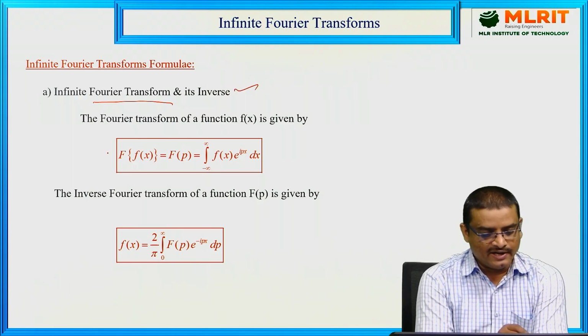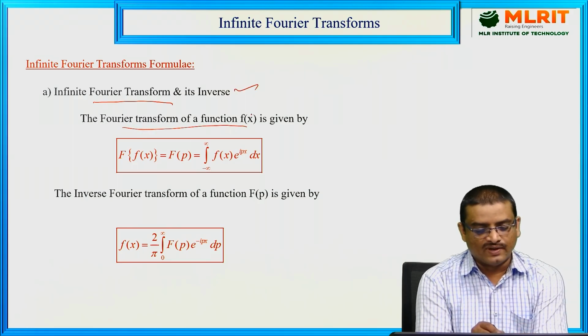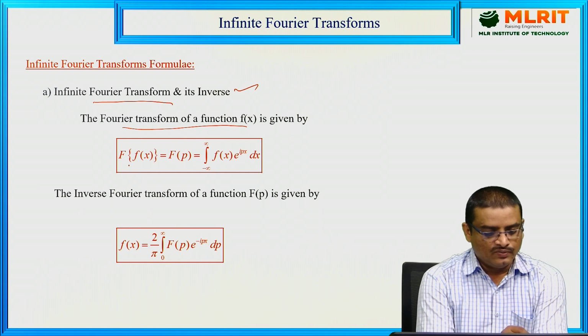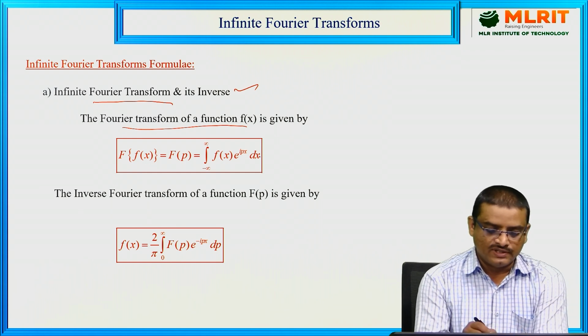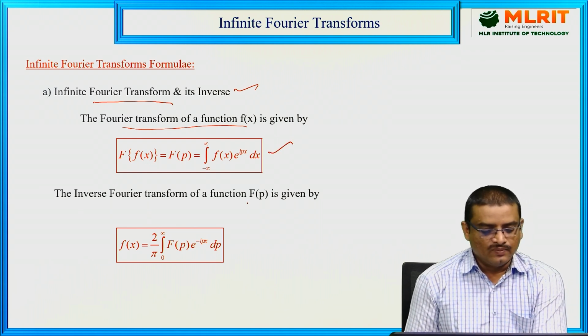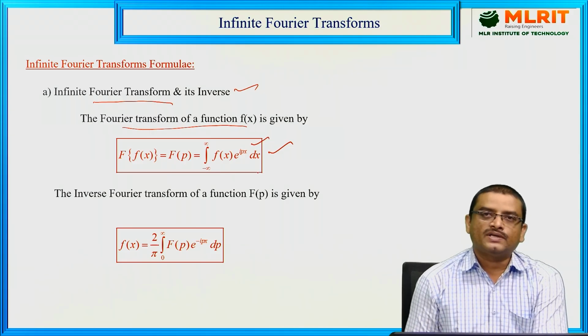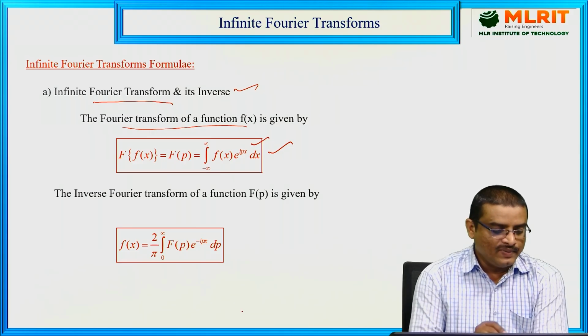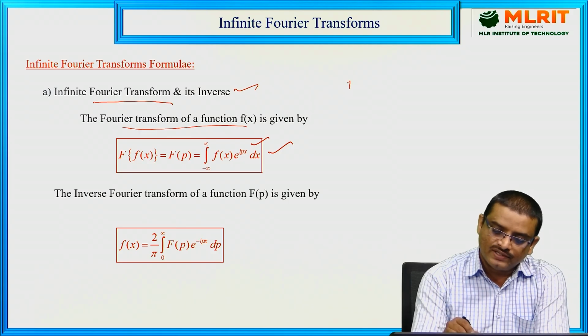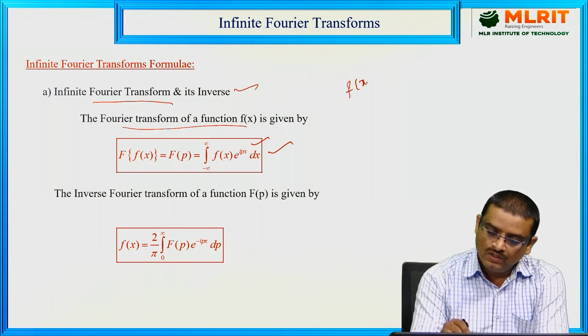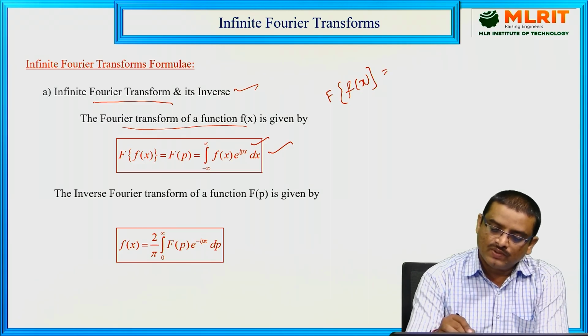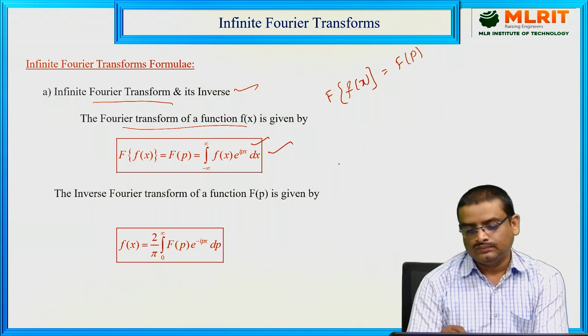So we have the standard formula that Fourier transform of a function f of x is given by integral from minus infinity to infinity f of x into e power ipx. So here the meaning of this one is, suppose I have given a function f of x, and for this function you apply the Fourier transform, and once you apply the Fourier transform, this function will be converted in terms of f of p.